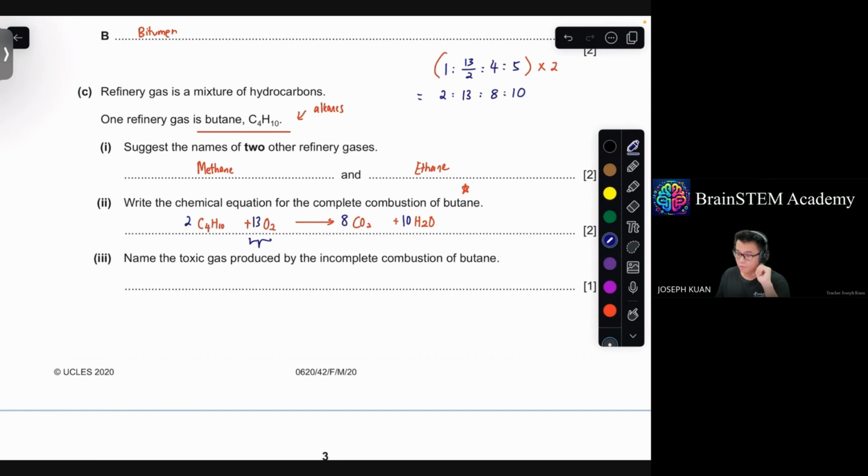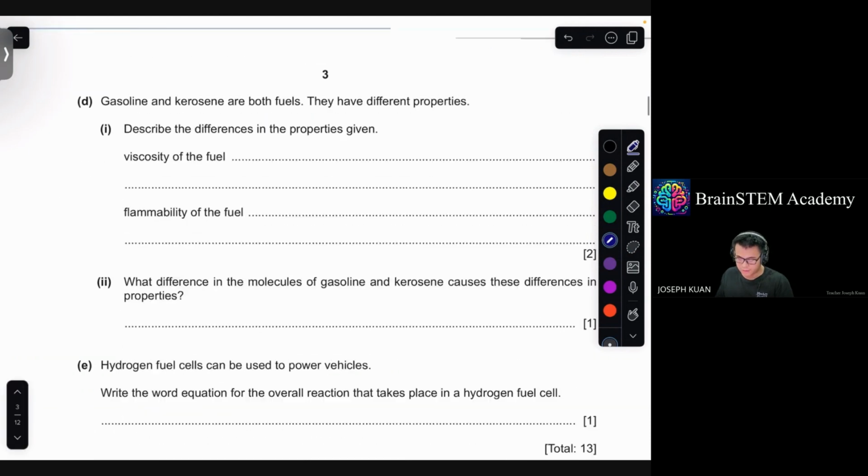All right, moving on to 3. Name the toxic gas produced by the incomplete combustion of butane. So when you see the word incomplete combustion, you should think of substances like soot and also carbon monoxide. Right, moving on to the next question.